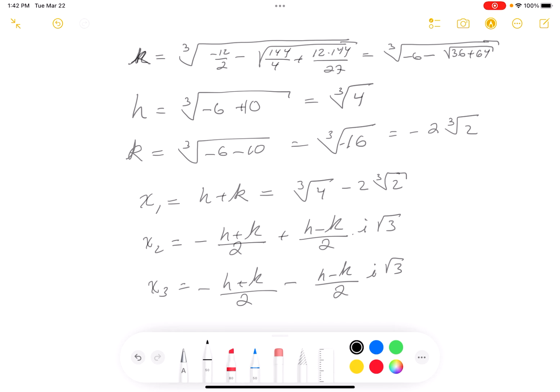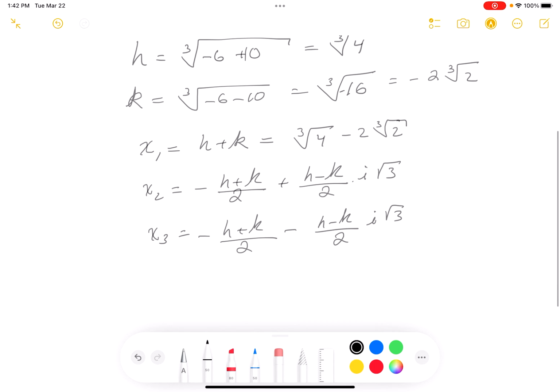Okay. These look tough, don't they? But I got one root. I put a box on it. This is one root to the problem. We'll check it with the key later. I'm going to put x2 down. Equals, I don't know if I want to simplify this though. Well, I've already done h plus k, right?